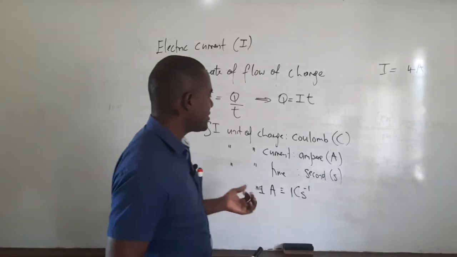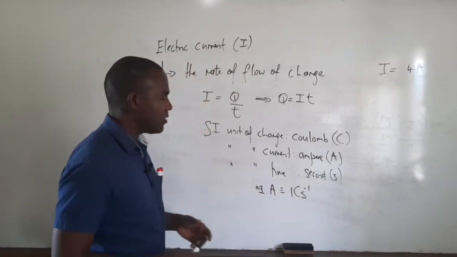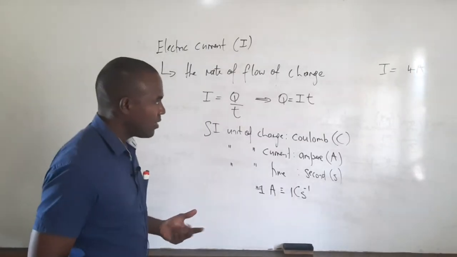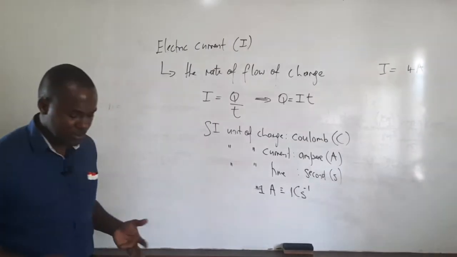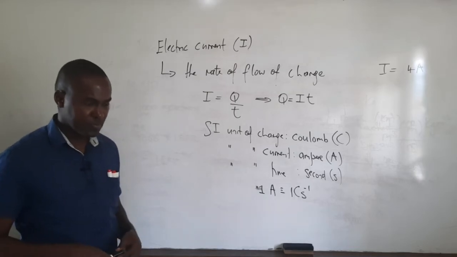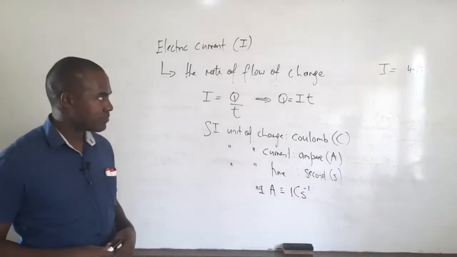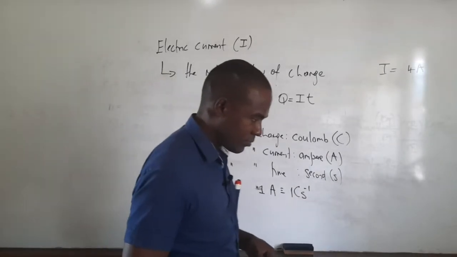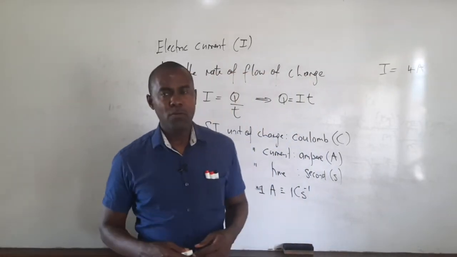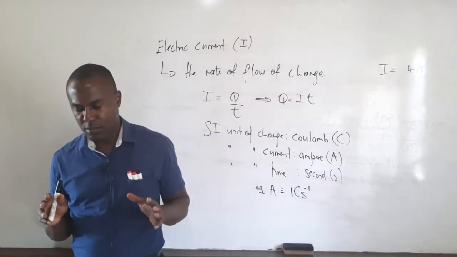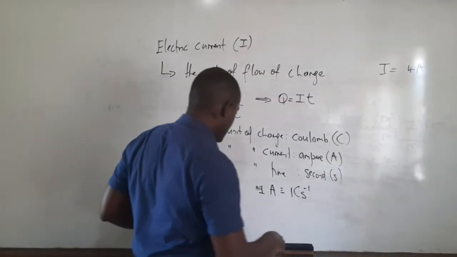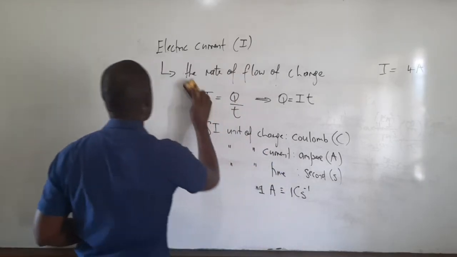So we looked at current and related the current to the flow of charge and time t. And of course, we spoke about steady current. Now, let's talk about conventional current, right? So we look at what is called conventional current.